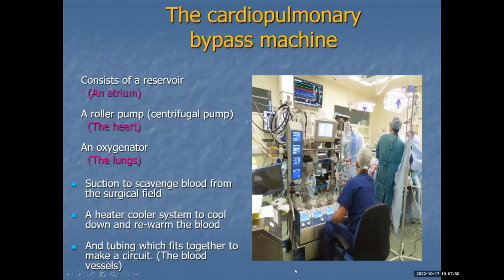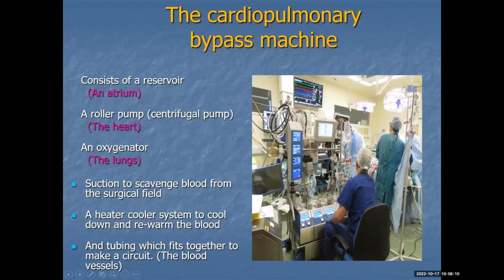So here we have the cardiopulmonary bypass machine. The main components really are an atrium or a reservoir, which is sat down here somewhere. You have a pump, which will do the job of the heart, and an oxygenator, which does the job of the lungs. So those are the three main components.